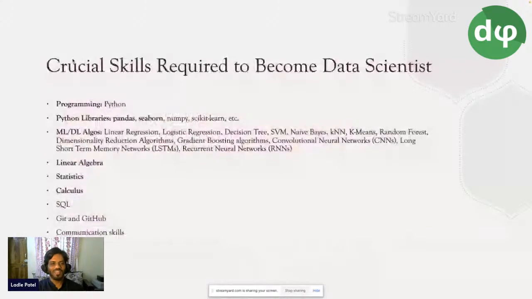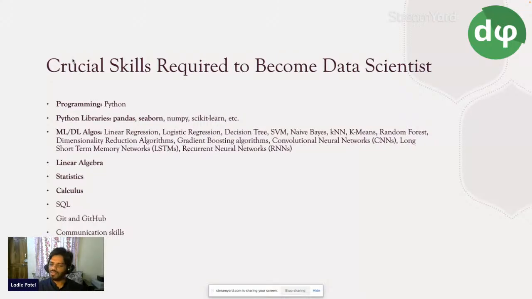It's not that simple though. So what are the crucial skills which are required? First one is Python. Don't derail yourself. Don't debate yourself: Java versus Python versus R. Mostly Python versus R. Don't get into that kind of debate.